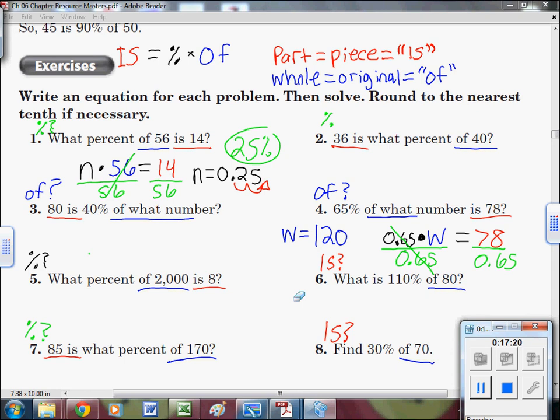That answer is reasonable. If you lost track of your decimal and accidentally divided by 65, your answer would have been 1.20. If you did 78 divided by 65, you would have had 1.20. And you'd think, wait a minute, 78 out of 1.2 is 65%? No, that's not reasonable. It's got to be a number bigger than 78 because it's only 65%. So 1.2 can't be it.